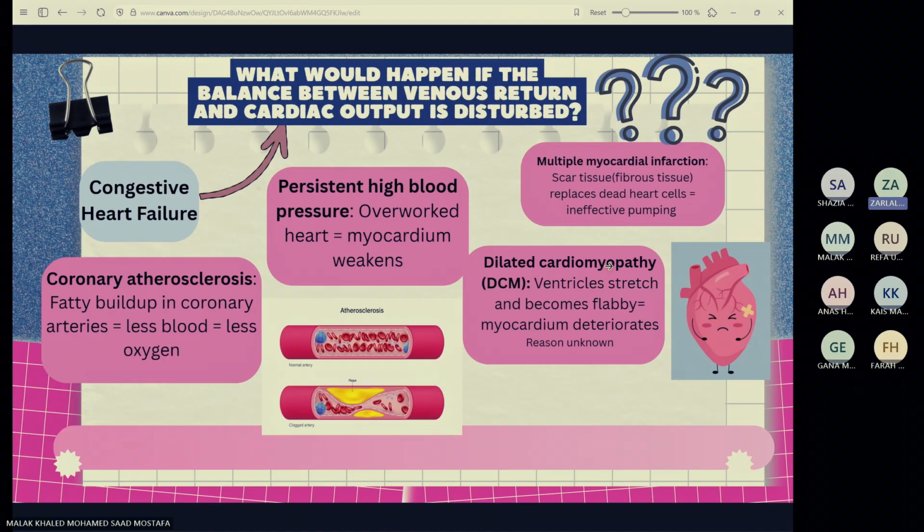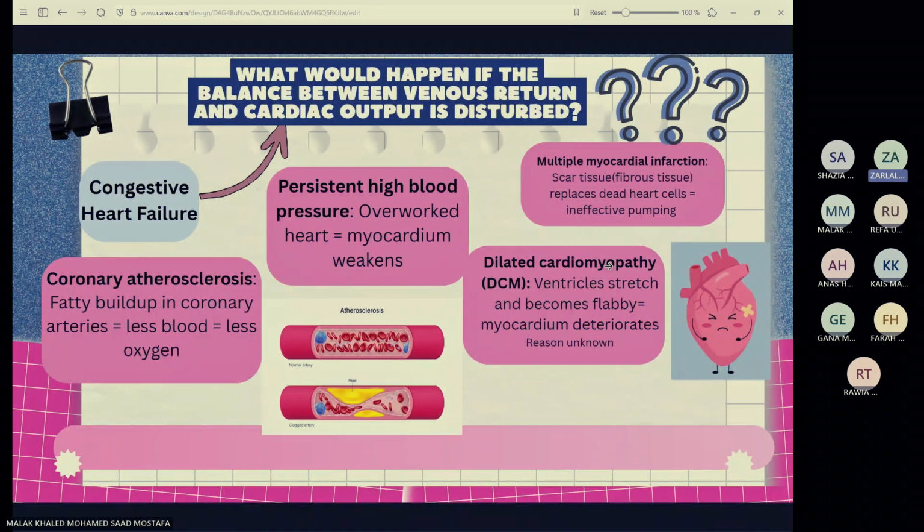So when they have this fatty buildup, you can see in the picture that it narrows down the vessel. Less blood reaches the heart, and therefore less oxygen reaches the heart. That can also lead to heart failure. There's less oxygen, the heart will not be able to pump properly. Then also persistent high pressure or hypertension. This will lead to the heart overworking because we said that the afterload here is high. So the muscle of the heart will eventually weaken.